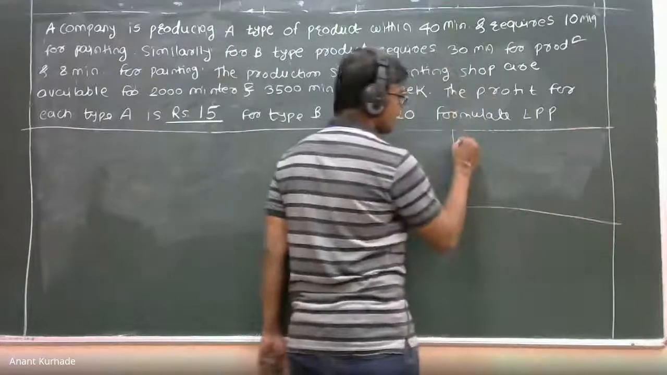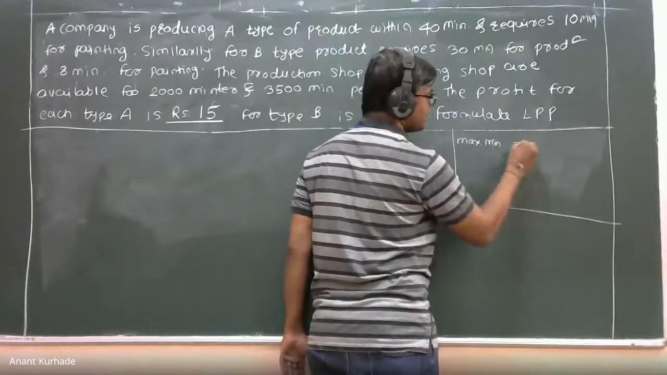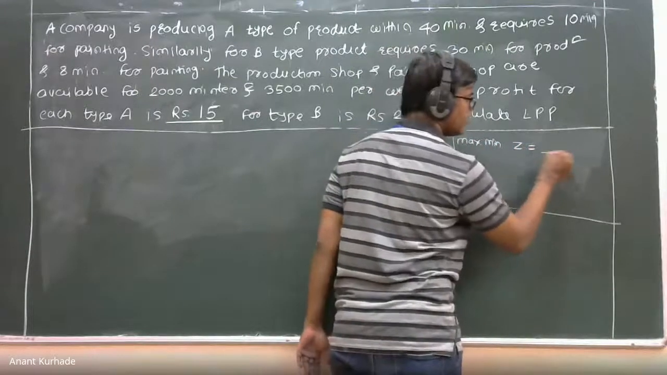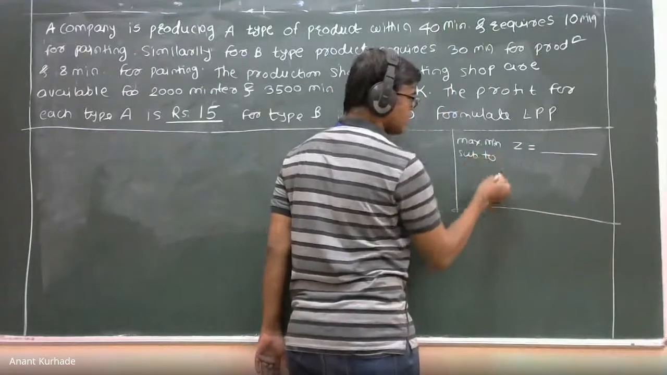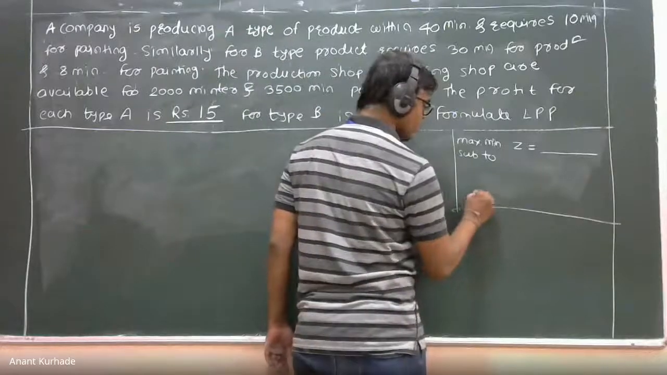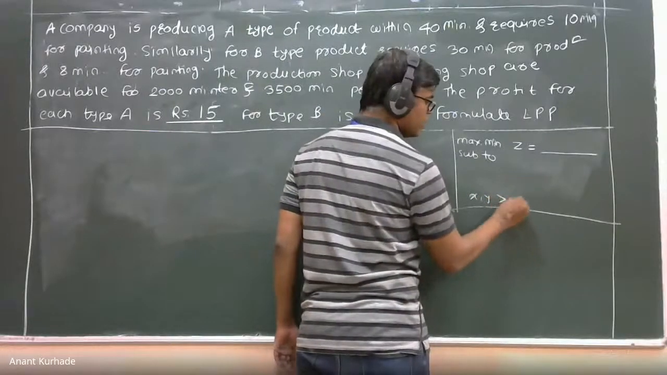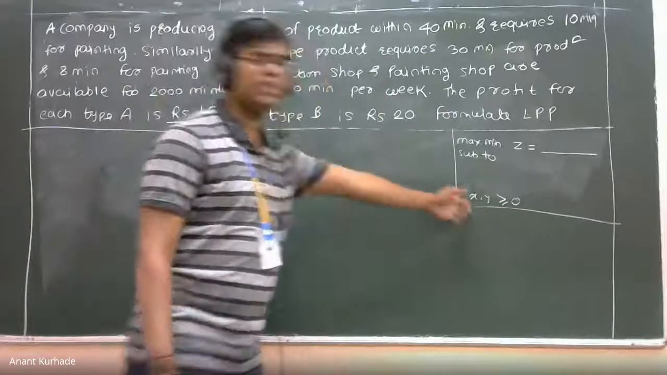You can either maximize or minimize Z is equal to, we don't know this yet, subject to constraints, again we don't know. And last, we have to write x and y greater than or equal to 0. What are x and y? These are the decision variables.